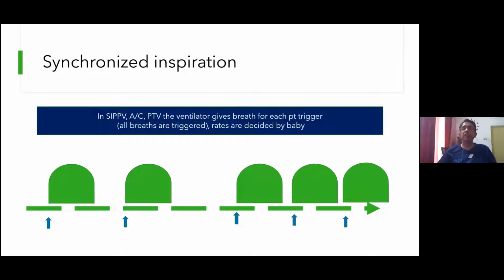The true patient-triggered ventilation, PTV, or what we know in some ventilators as SIPPV, or assist control. Actually, it's assist. Control is only if the assist stops, if the baby is not breathing at all. Here, every time the blue arrow comes, that is, the baby makes a breath, the ventilator will deliver a breath. So the total number of breaths in a minute is decided completely by the baby. If the baby is having RDS or pneumonia and is breathing at 80 per minute, then the ventilator will support all the 80 breaths.